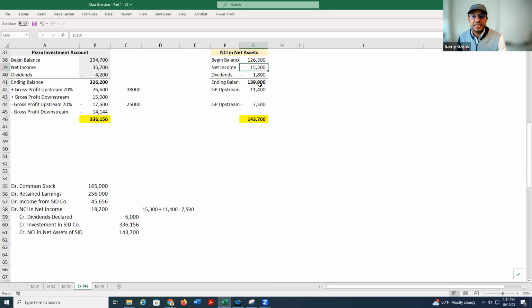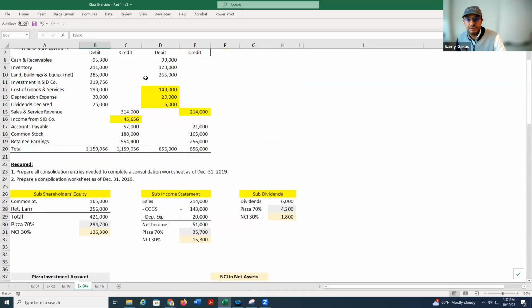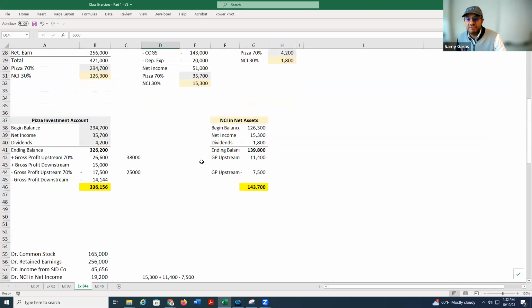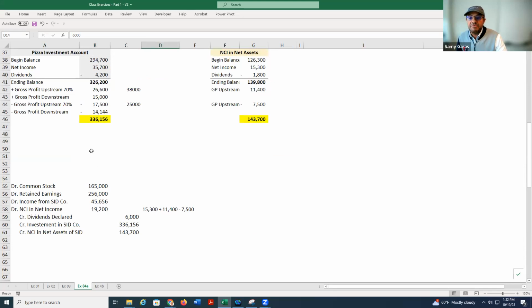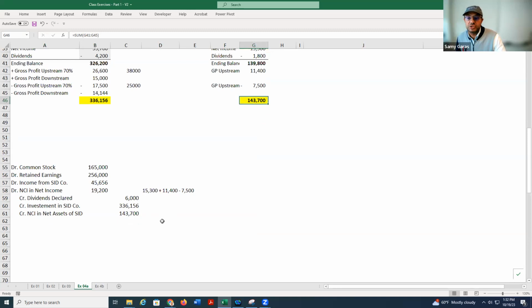So we have the net income here, 15,300, plus the unrealized gain upstream at the beginning of the year minus the end of the year, we get the final net income for NCI. The dividends, 6,000, which were given, you can see in the trial balance here. And then we have the investment here, the ending balance, and the NCI in the net assets, we get them. And this would be the first consolidating entry we need to do.